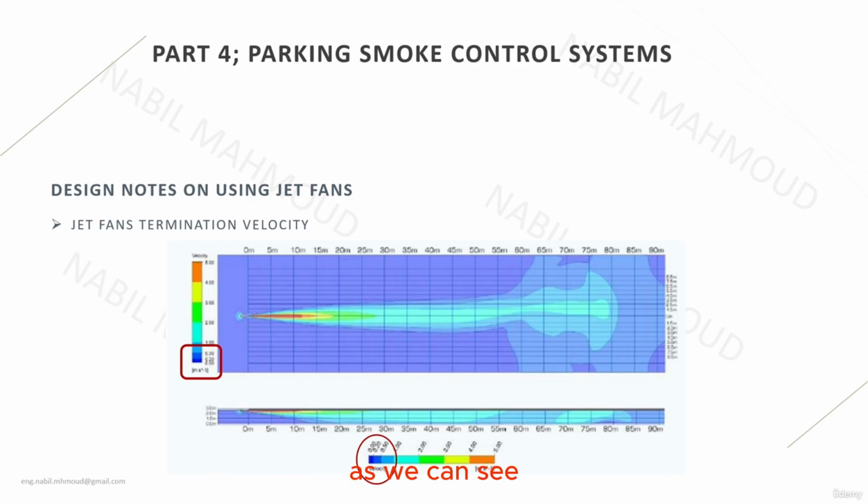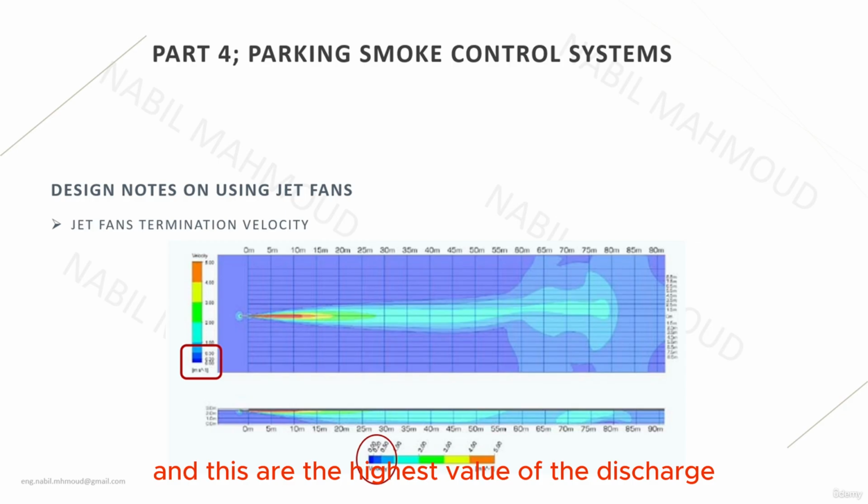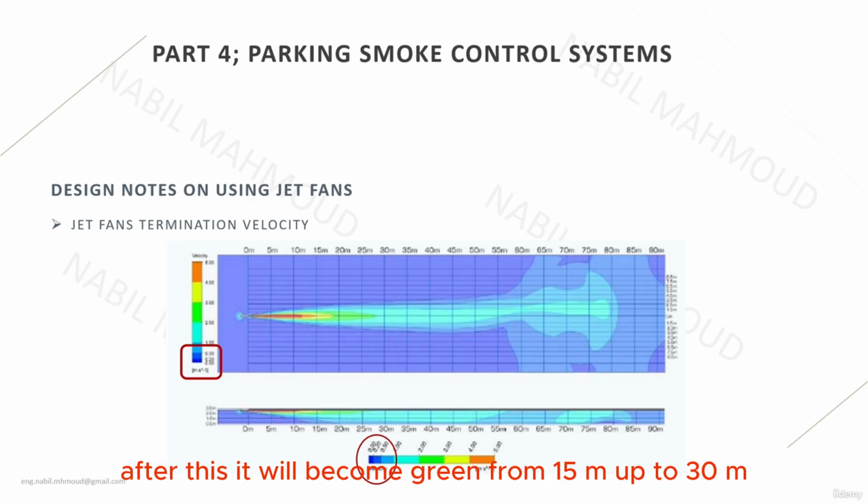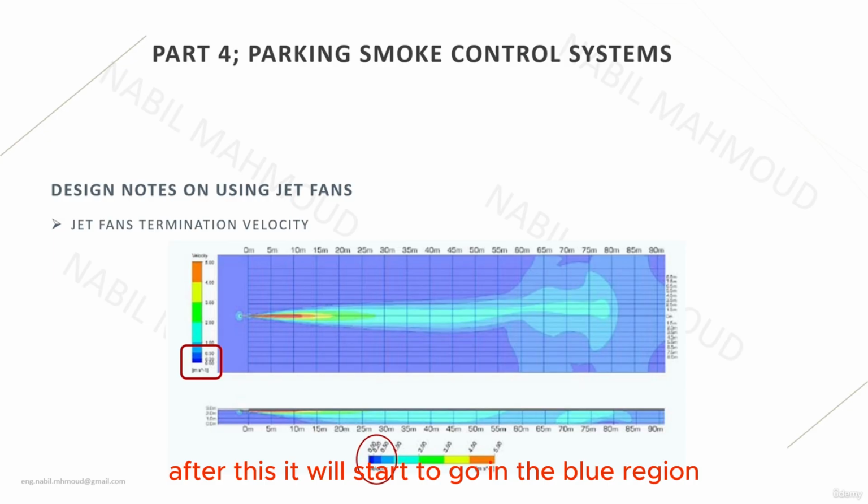fan. As we can see on the scale of the distance in meters, from 0 up to 15 meters from the fan, the velocity is mainly in red and yellow, and these are the highest values of the discharge, or the throw and the velocity of the jet fan. After this, it will become green from 15 meters up to 30 meters. After this, it will start to go into the blue region, and this indicates that the velocity will start to decay after 30 meters and up to 80 meters.